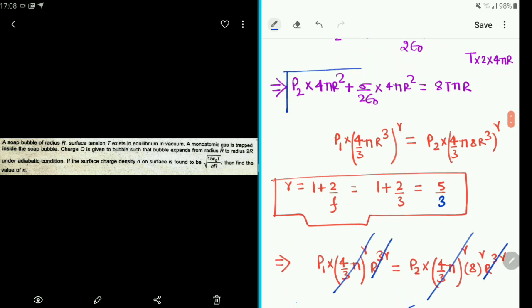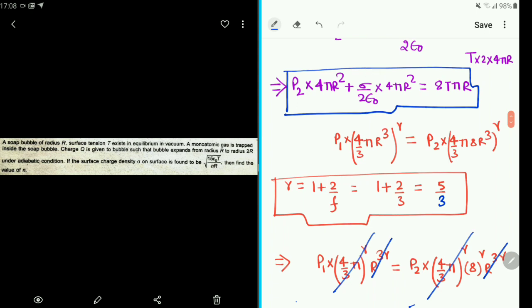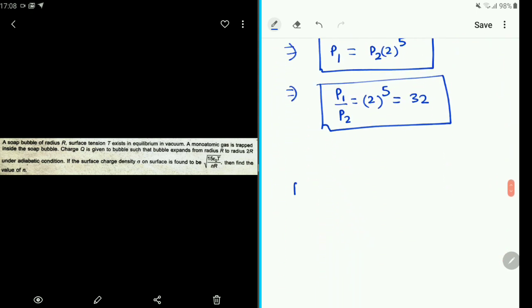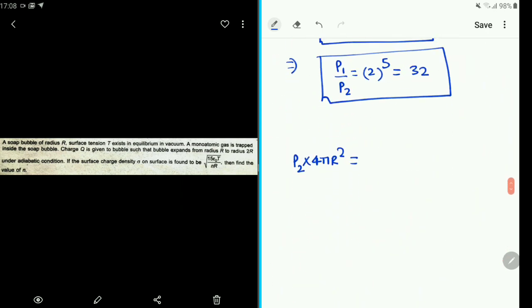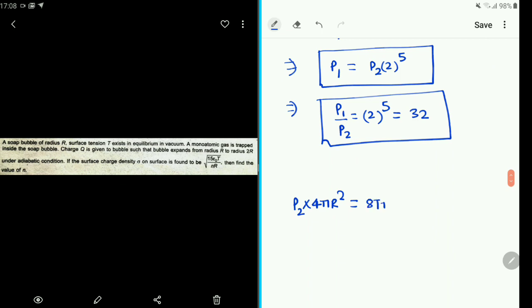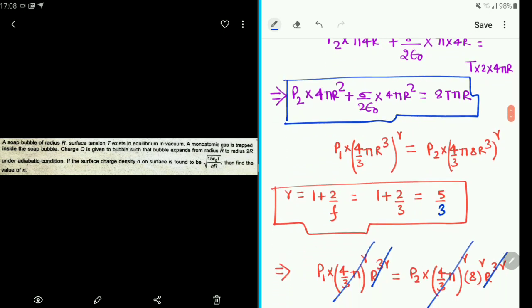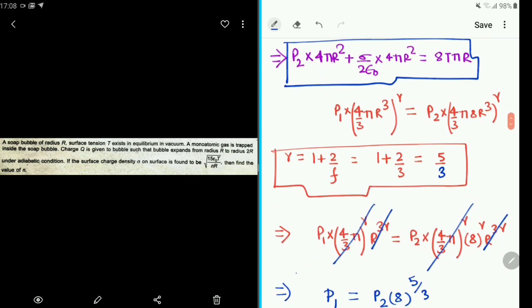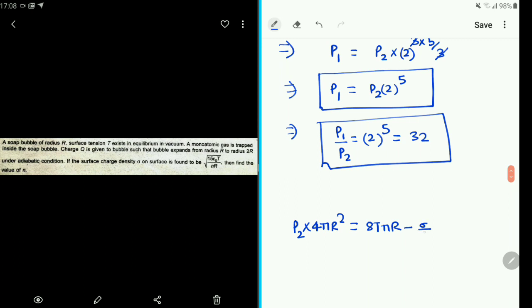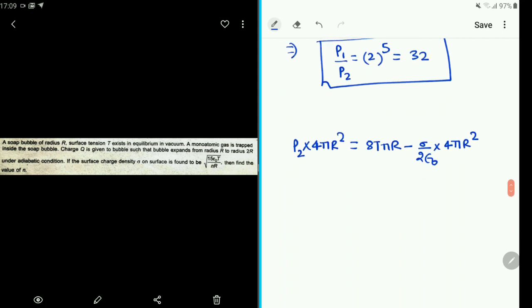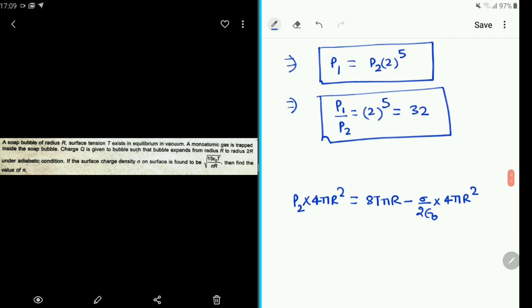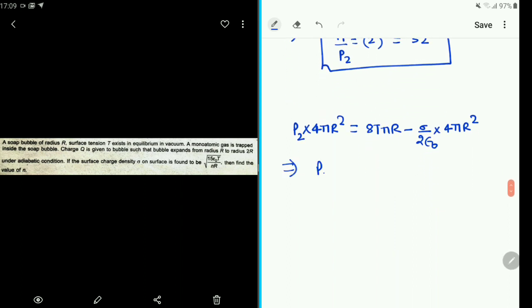So after expansion, what was the balance condition? What was the force relation? P2 into 4 pi r square, this was the final pressure multiplied by the effective area, which gives the final force due to the pressure, and then there will be sigma square upon 2 epsilon naught, because electrostatic pressure is sigma square upon 2 epsilon naught. I'm using the already written equation and just shifting the terms.